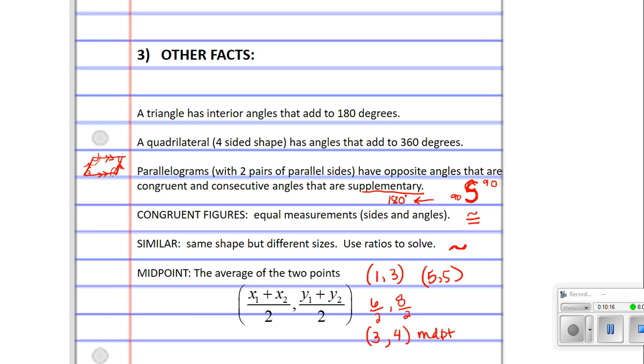All right. So these are some basic overview things that you need to know to either carry over from one class to another, or if you are being tested on them.